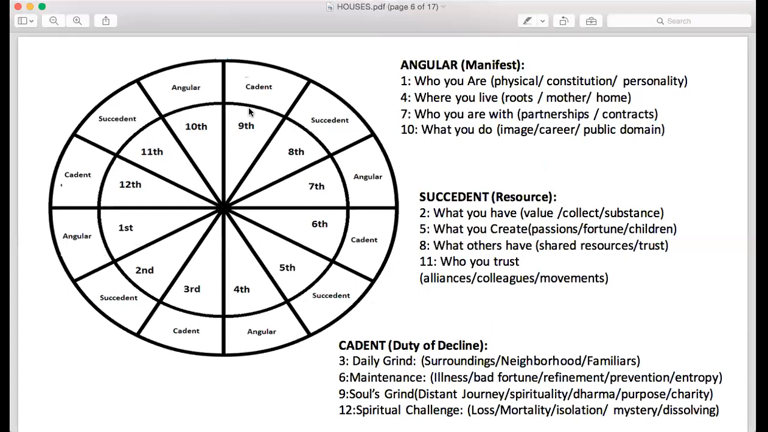Generally, this was seen as a very troublesome house because the ancients viewed long-distance journey as a kind of affliction. It was better to stay home. Usually you die on long journeys. You encounter diseases, thieves, foreign places. Like there's no maps drawn, right? It has a very strong element of the unknown, and so the soul's grind. In that, though, we explore and find our purpose, and that's huge. 12th is cadent: spiritual challenges, loss, mortality, isolation, mystery dissolving, chronic illness, death.